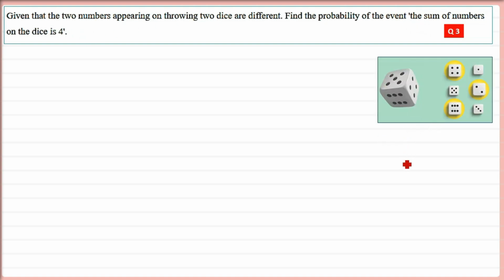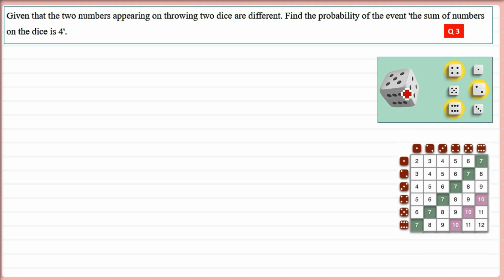Now here is a dice. Let me tell you about this. So there are two numbers appearing on throwing two dice. So they are different dice, two dice. So there are 36 combinations that are possible and we have to find the probability of the event the sum of numbers on the dice is 4. So we find out the probability, but it is a conditional probability.